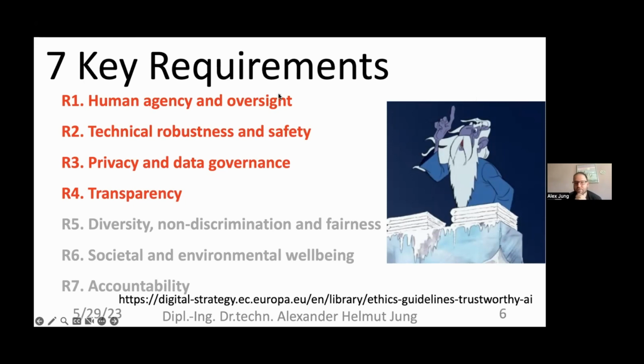For how many of you does this ring a bell? Seven key requirements for trustworthy AI. Yes, so there are a few hands up. Yes, a few, but I would have hoped more.